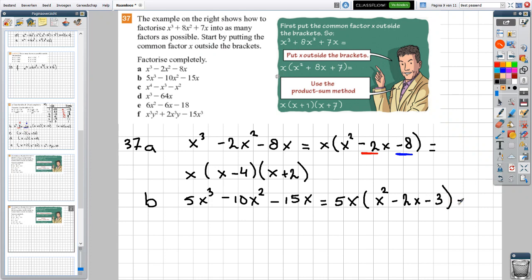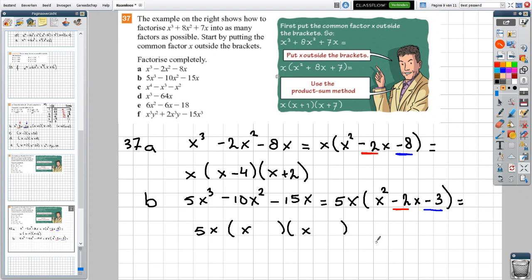Now if I have something like this, I want to find two numbers of which the sum is minus 2 and the product is minus 3. Try to do this by yourself. So this time I copy 5x outside and I will find something like this again.